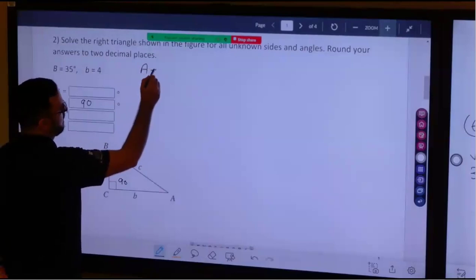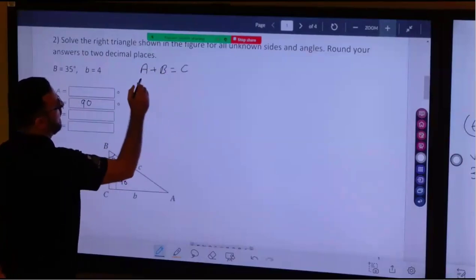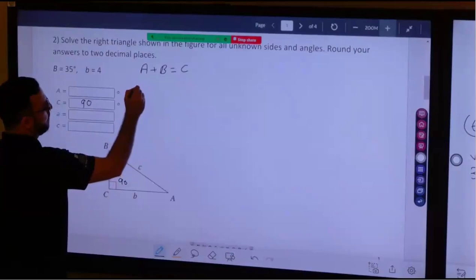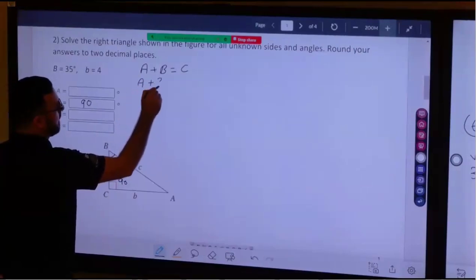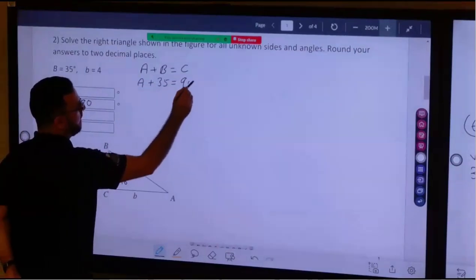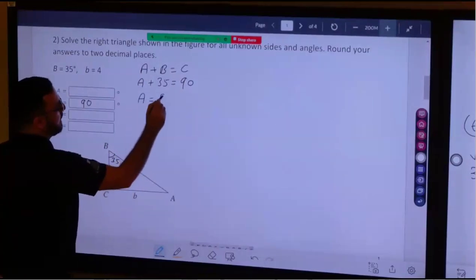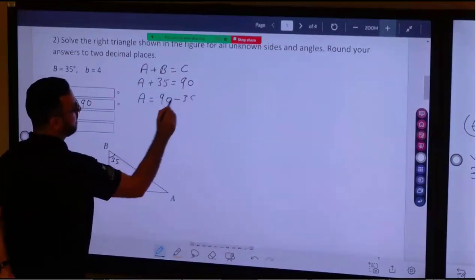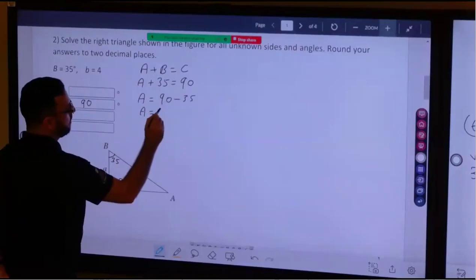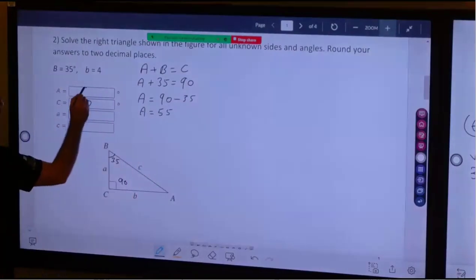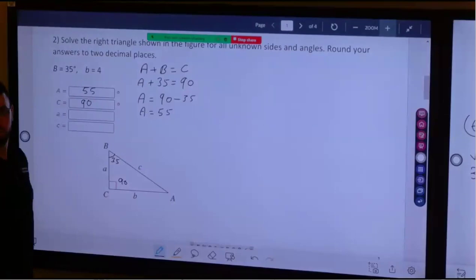Okay, yeah, A plus B equals C. That means we need to find A: A plus 35 equals 90. So A is going to be 90 minus 35, which equals 55. I'm just going to put 55.